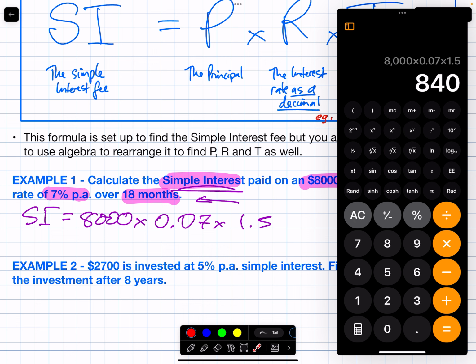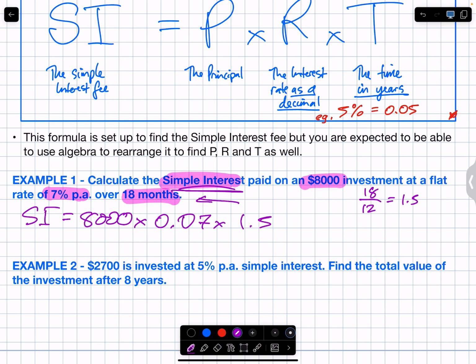Is that coming up on the screen? Yeah, 840. So what is that saying? If I invested this $8,000 at that rate, by the end of it, I would have made $840 on top of my $8,000 investment. All right? Can you get that example down, please?